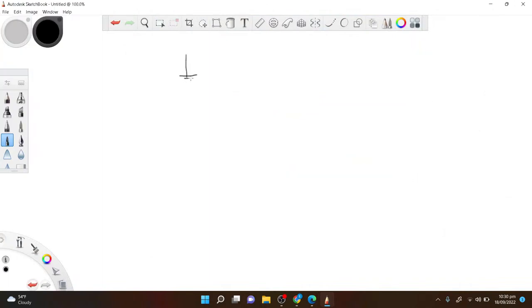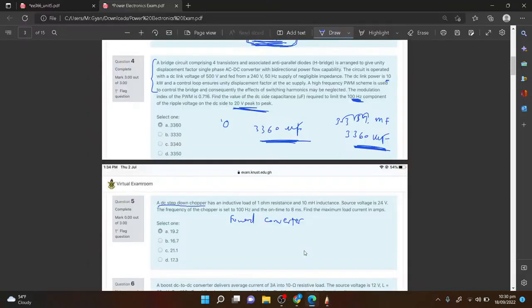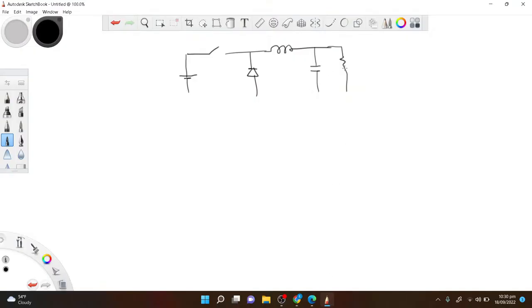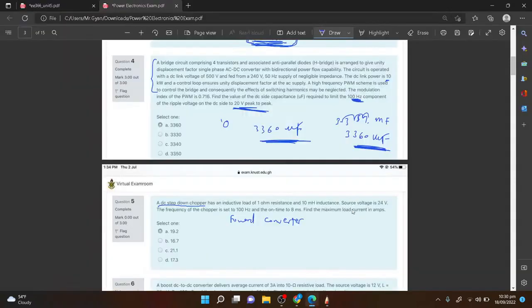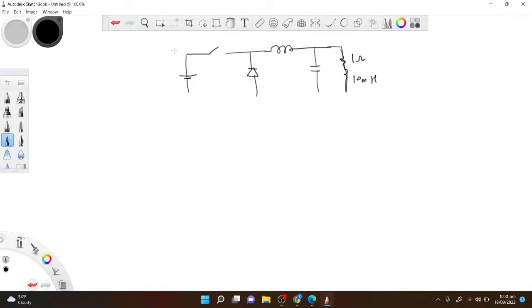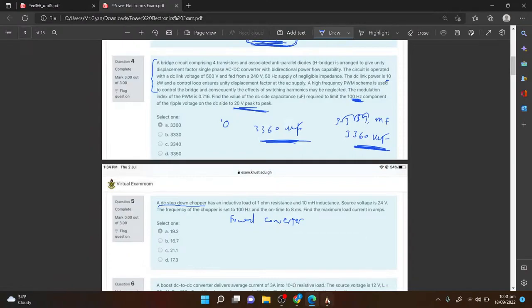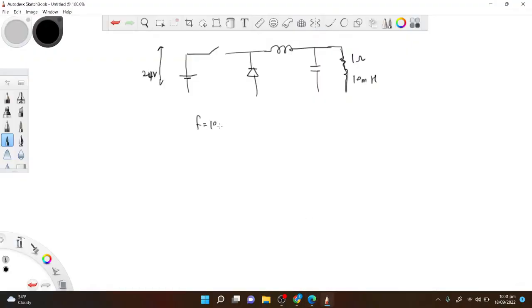So we know that a step down converter has an inductive load of 1 ohm resistance and 10 millihenry inductance. Source voltage is 24 volts. On time is 8 milliseconds. So frequency is what? 100 hertz, right?